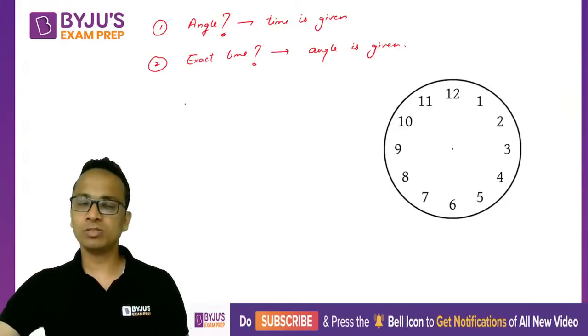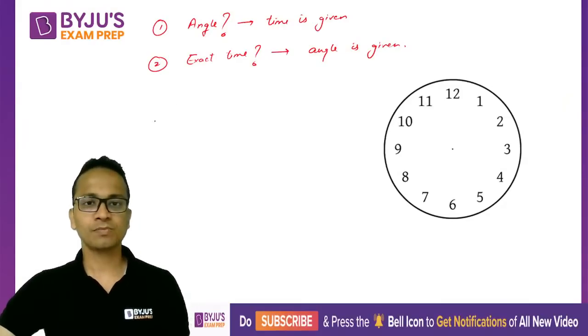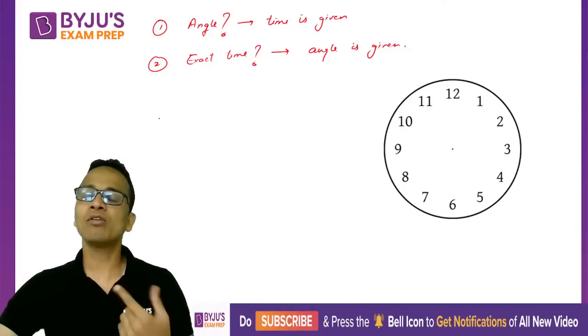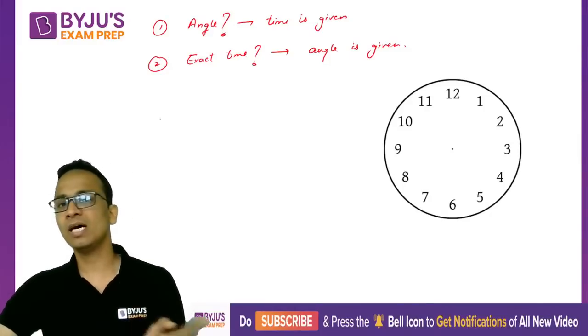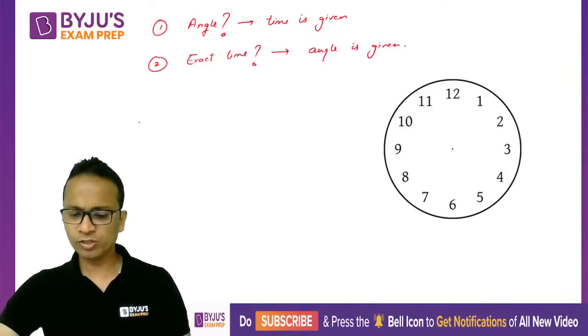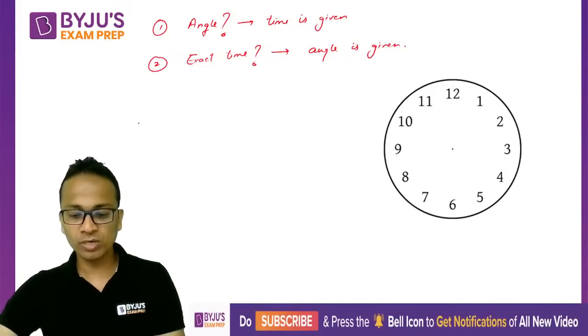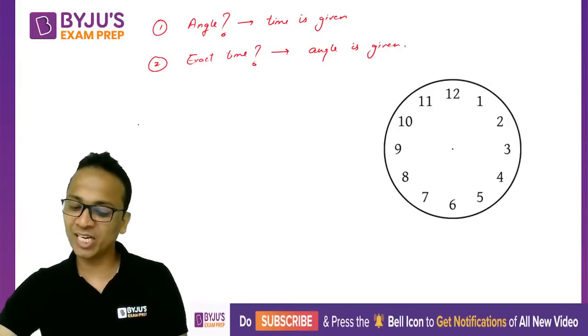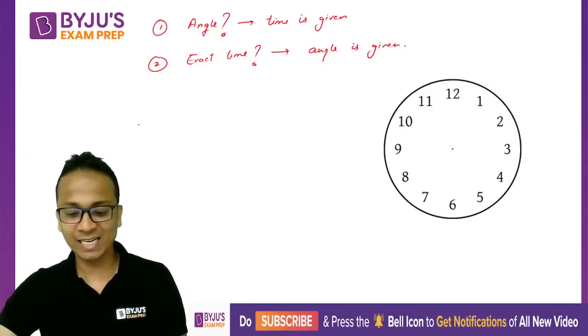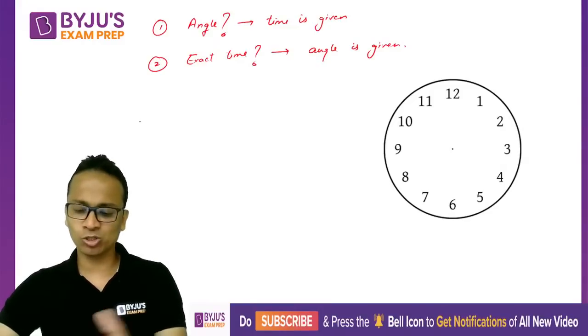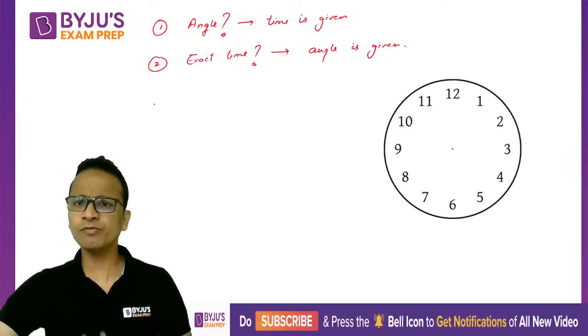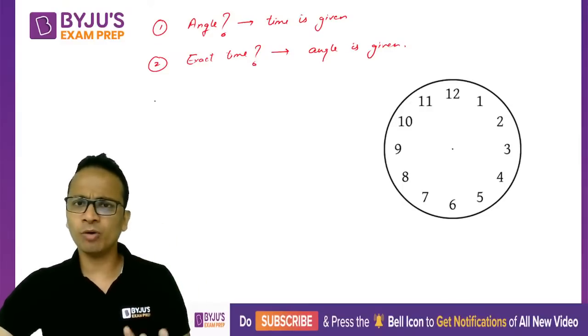So I was talking about these two types of questions, finding the angle or finding the exact time when the other thing is given. For that you can use a few direct formulas. Some of the students have already written that. Jayesh has written the formula, and some other students at the beginning of this lecture have also written that. Don't worry, I'll explain the formula properly.